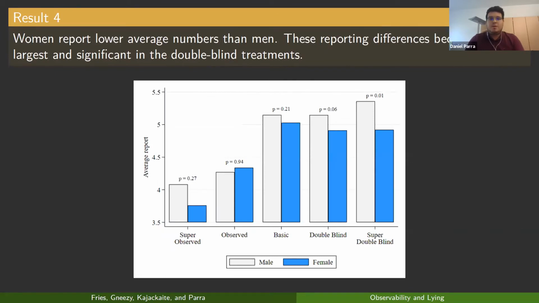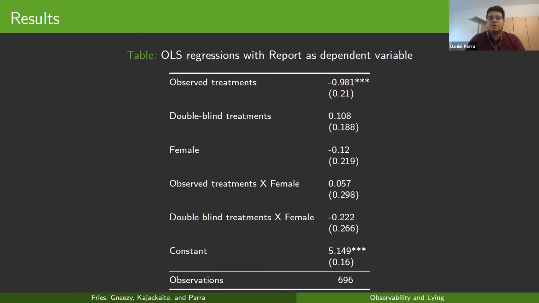And finally, on average, if I pool the data, women lie less, let's say, report lower numbers. But this is mainly because of the last treatments. So we were saying, oh, maybe there is an interaction between observability and gender, but at the end, when we do interaction effects, there is nothing really happening on gender. Observability doesn't interact with gender in our experiment.